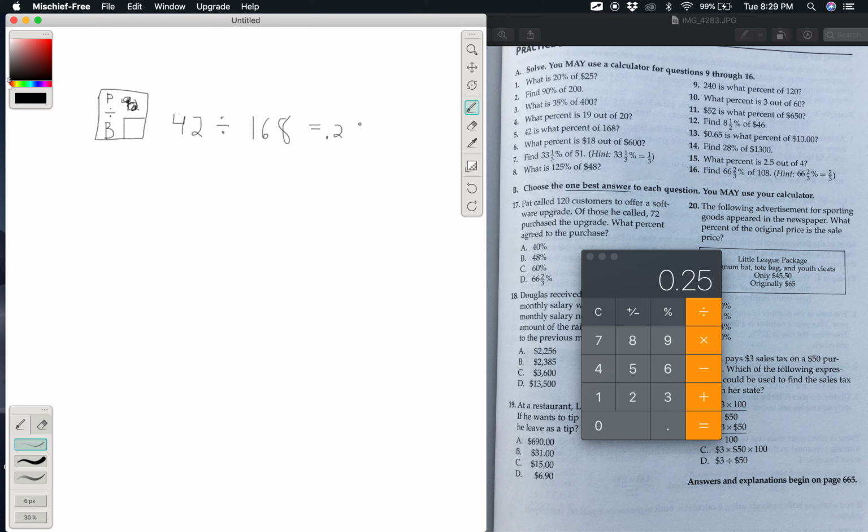Remember, when you have the part and the base, you move this over because we're trying to find the rate, which is in a percent form, and the percent form can't have the decimal. So now we made that 25.